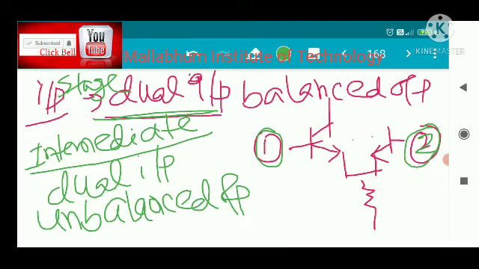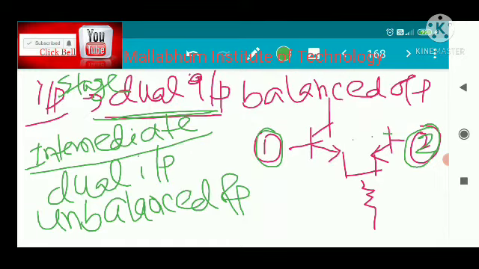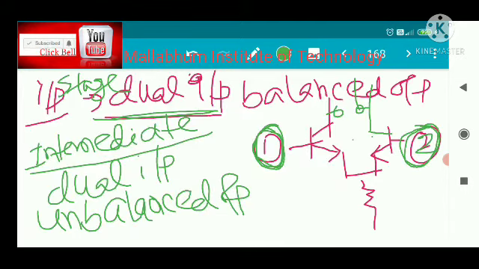Okay, so if we again draw these collector terminals, and if you take only one of these outputs, then it is called the unbalanced output. There are two inputs in the second stage, and these two inputs come from the output of the previous stage. The output of the previous stage becomes the input of the second stage.